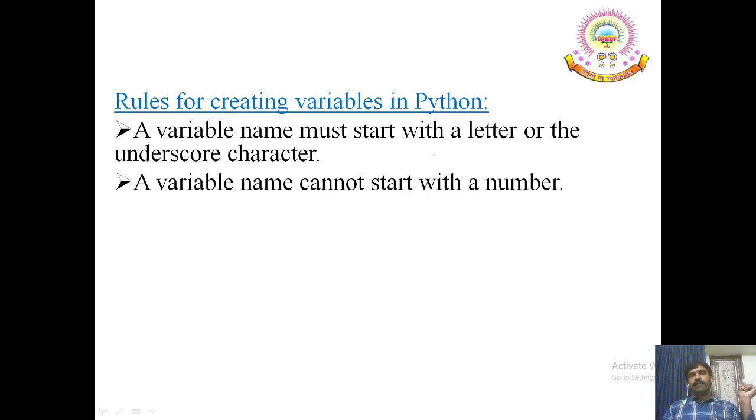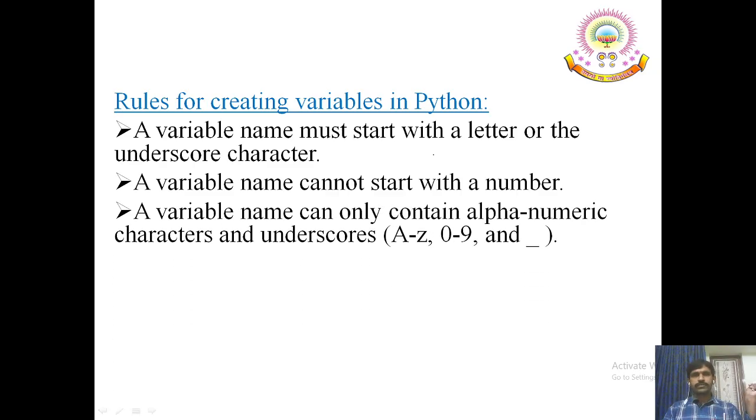Then a variable name cannot start with a number. This is a common rule as we have followed in C language. Next, a variable name can only contain alphanumeric characters and underscores. That means it can have only alphabets. It can have only alphabets combined with either digits and underscore.